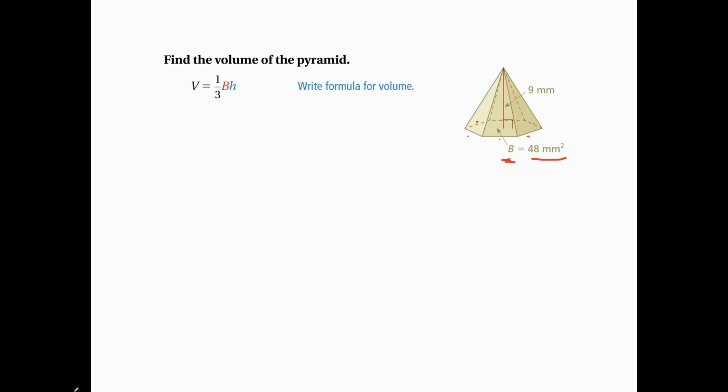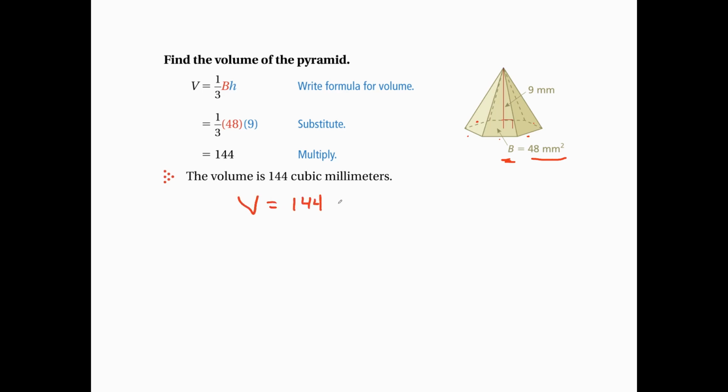So what do we do? We write down the formula, and we just plug in the numbers that we have. We do the multiplication, and then the volume is 144 cubic millimeters. Volume equals 144 millimeters cubed. So that's how I would write it.